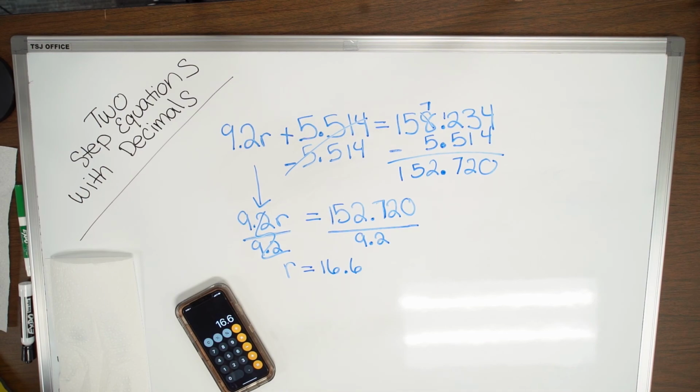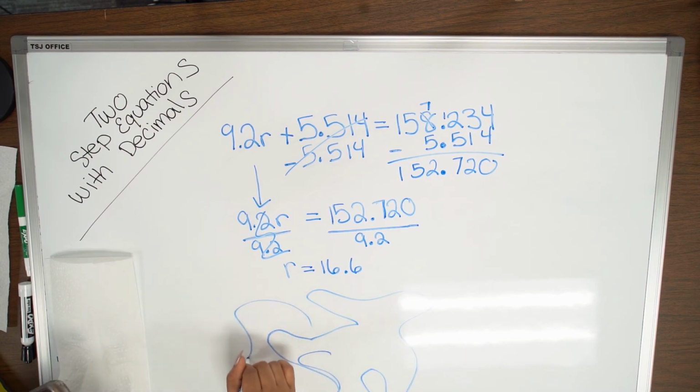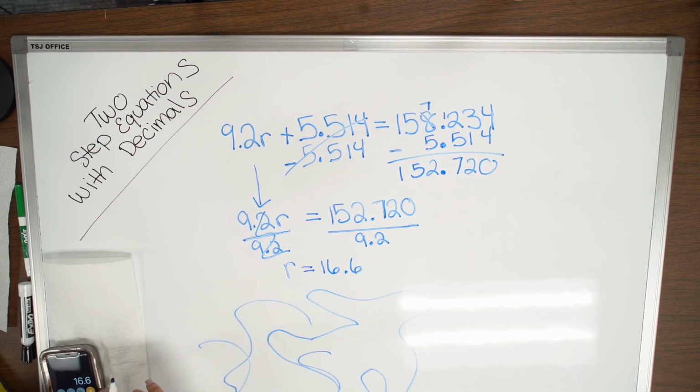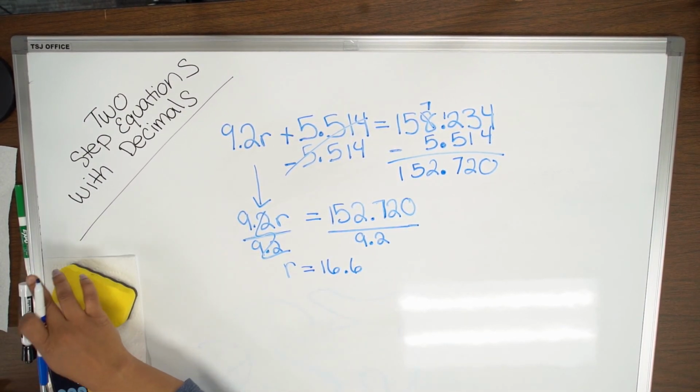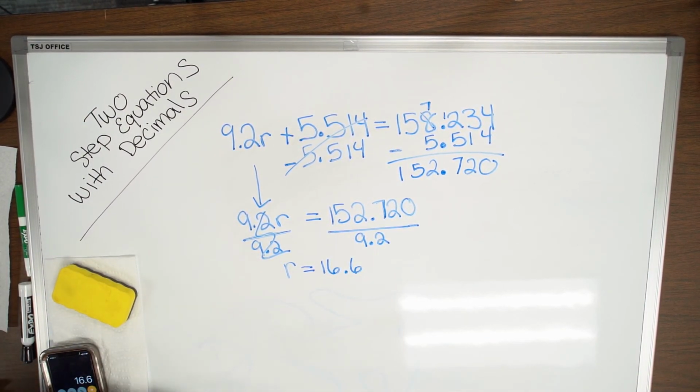Okay? So let's see if it's right. Not over here. We can't do it over here. Okay. Oh man. All right. Let's rewrite using this one.